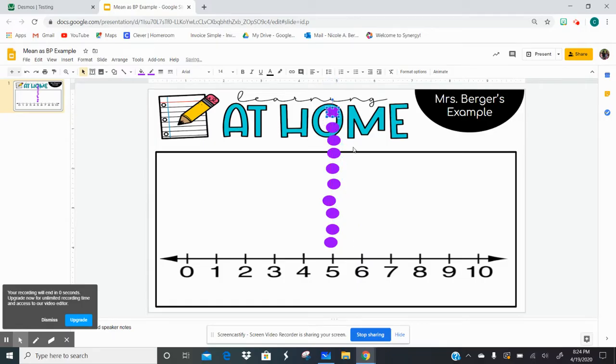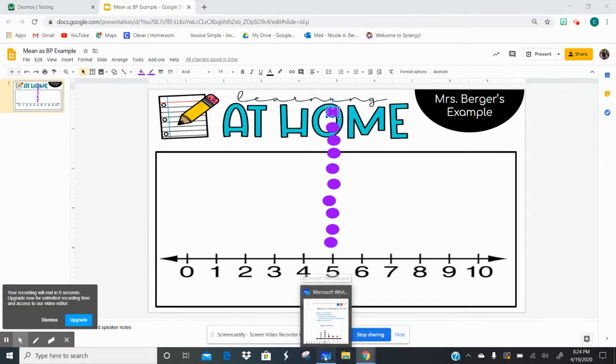Now this one works out perfectly. All of the numbers end up on the 5, which means the balance point for that data set was 5. 5 was the mean, right? I could have added all those numbers up. I would have gotten a sum of 50 divided by 10. Boom, I would have gotten 5. So this is how you find the mean as a balance point if you can actually move the pieces of your data set.